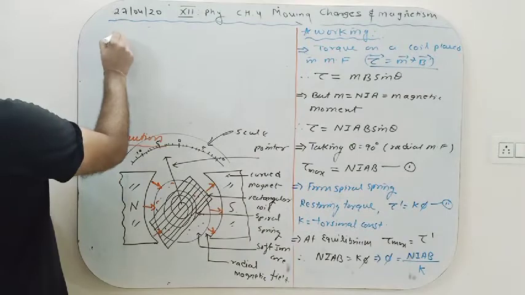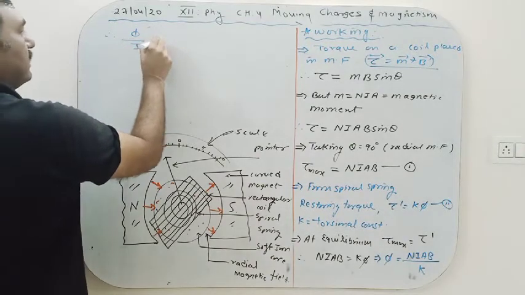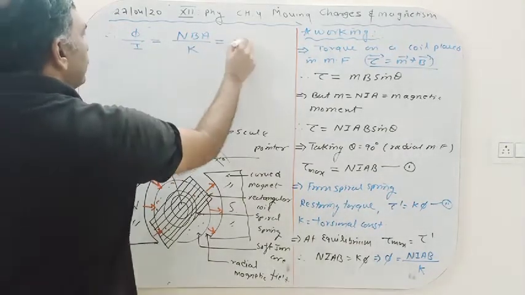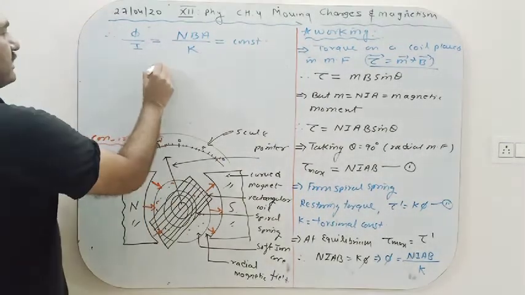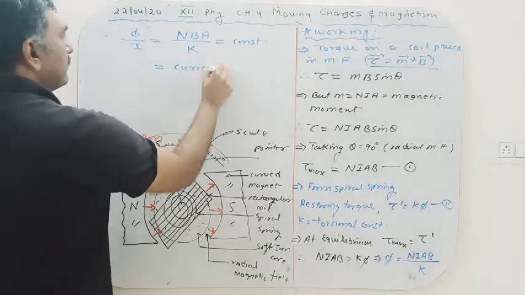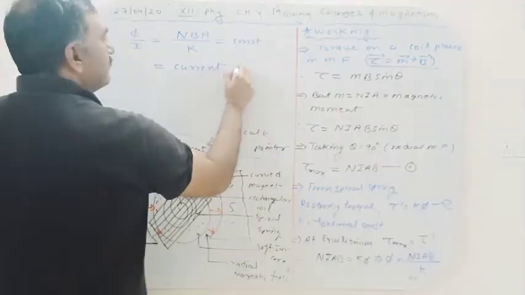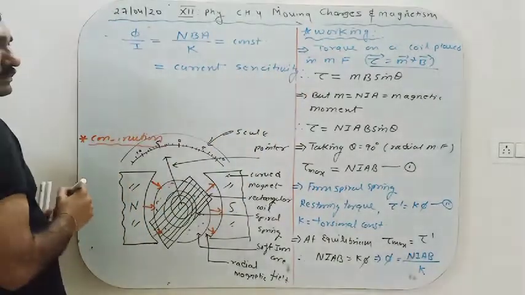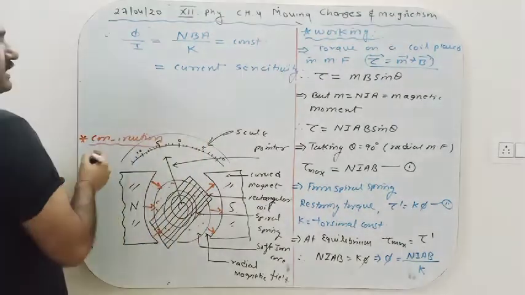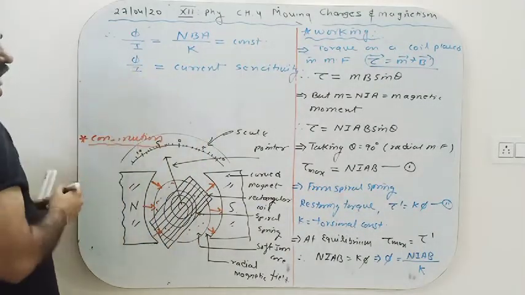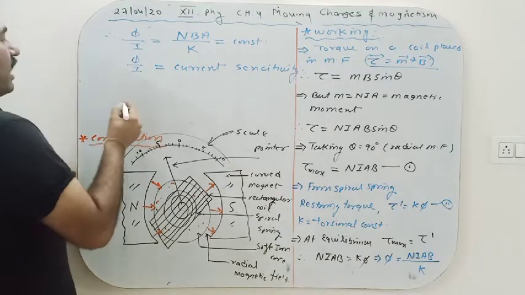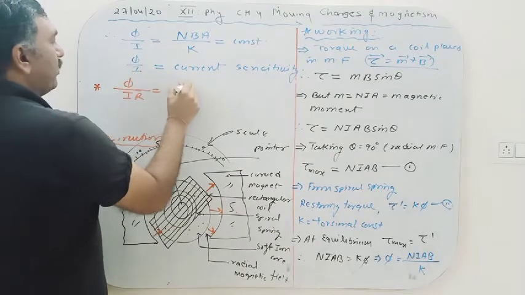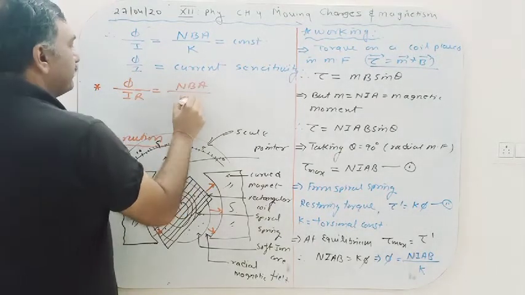Here the term which is obtained, phi by I is equal to NBA divided by K, remains constant, and this constant is known as current sensitivity, that is phi by I. Dividing both sides by resistance R, phi by I into R is equal to NBA divided by KR.